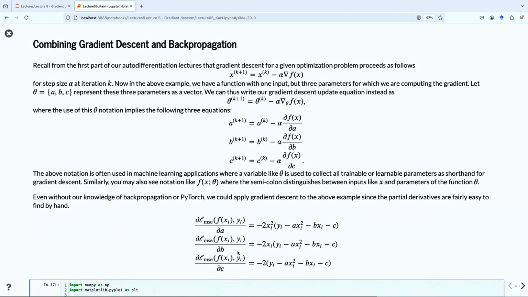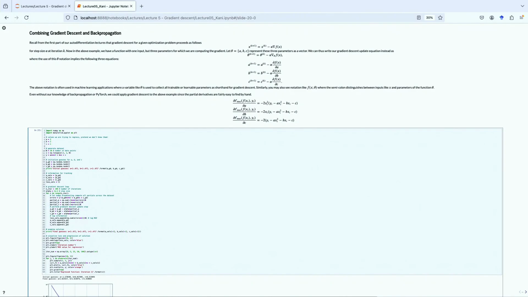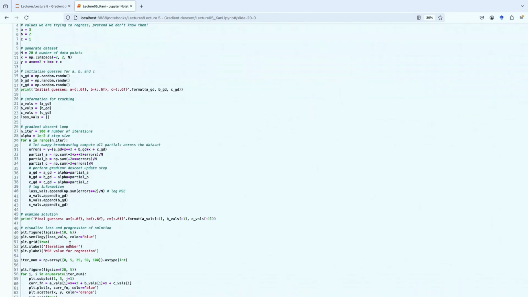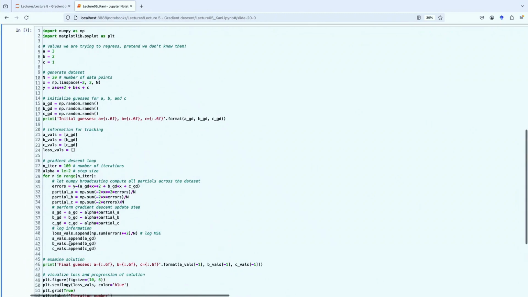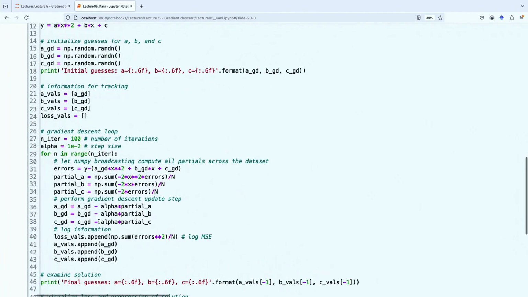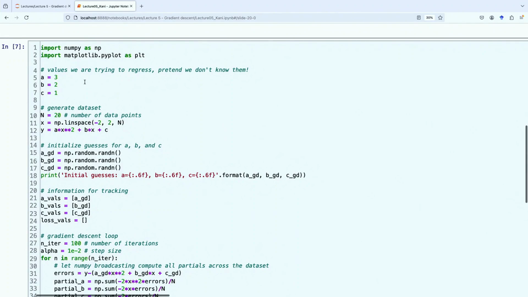So for instance, if we look at the actual code here, let's say we have a ground truth where A is equal to 3, B is equal to 2, and C is equal to 1. Okay, this will be our data set. This is our ground truth data set, where we'll just calculate 20 points so that we have something that we can optimize to. Okay, and then let's try and see if we can recreate this function without using these values.